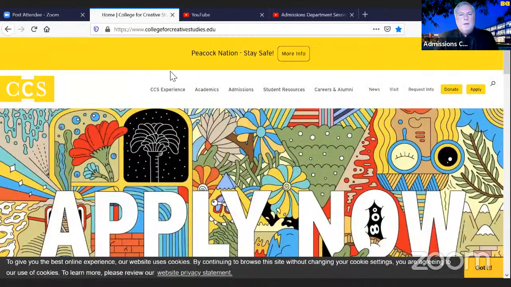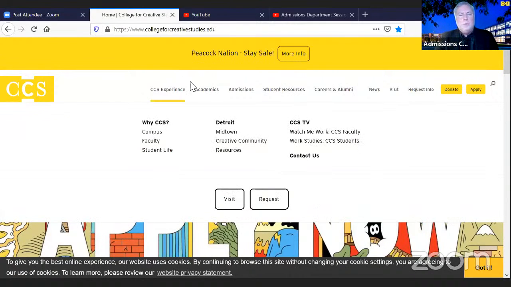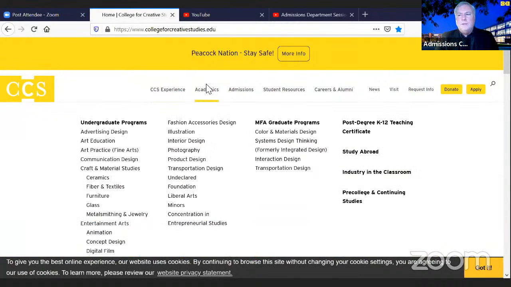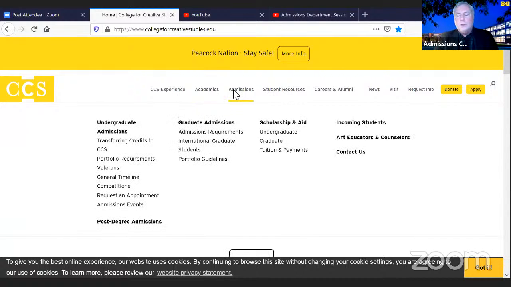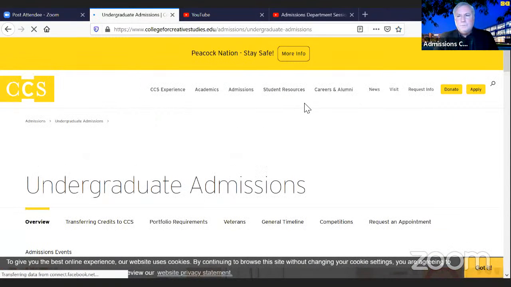There we go. For those of you who are considering applying to CCS, and why wouldn't you? Oh my gosh, you guys, I want to sign up. I just wanted to do a quick overview of the admissions page, how you can apply by going to admissions and undergraduate admissions.